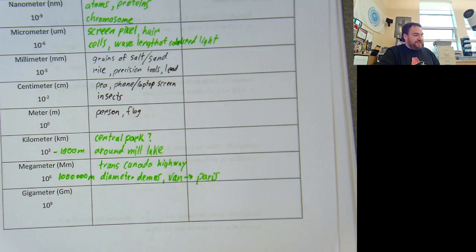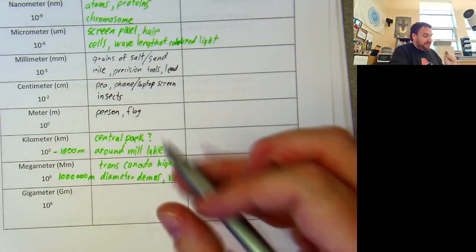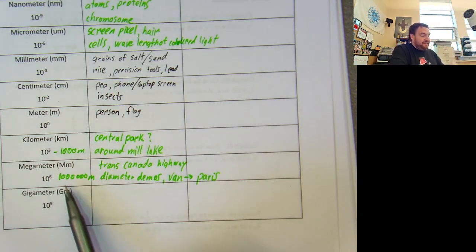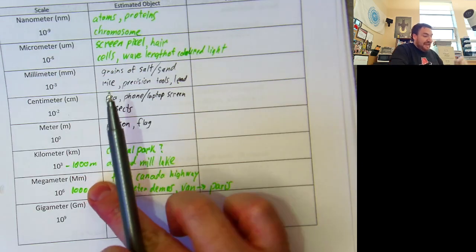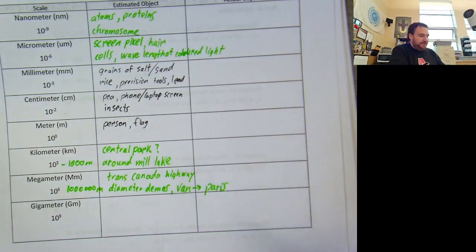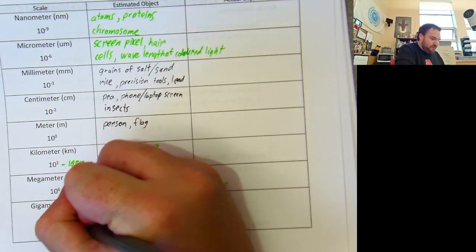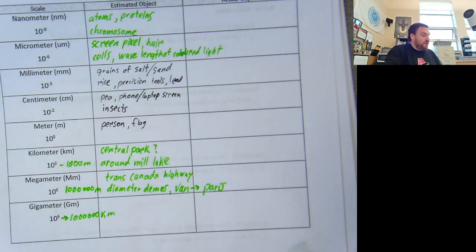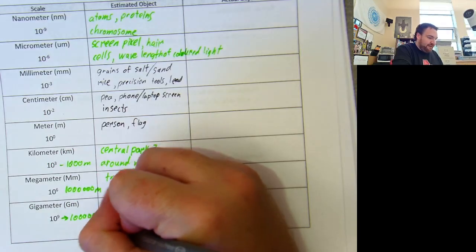I'll give you some answers here in a sec. Okay, let's go bigger. Gigameter. Careful. Think about this. A kilometer is 1,000 meters. A megameter is 1,000 kilometers. A gigameter would be 1,000 megameters or 1 million kilometers. The galaxy? You're suggesting a galaxy.